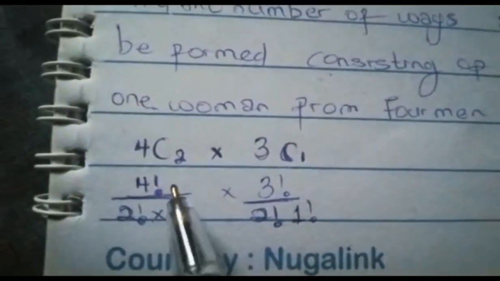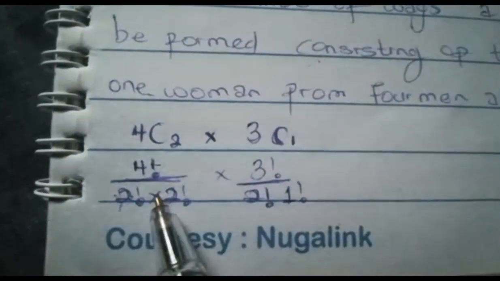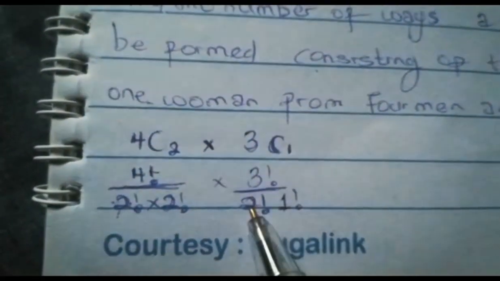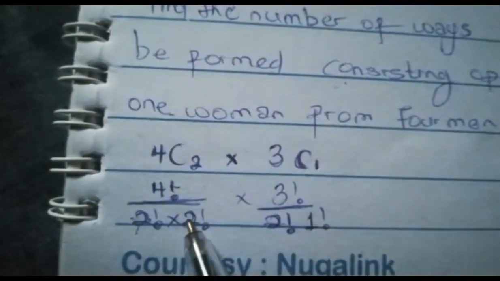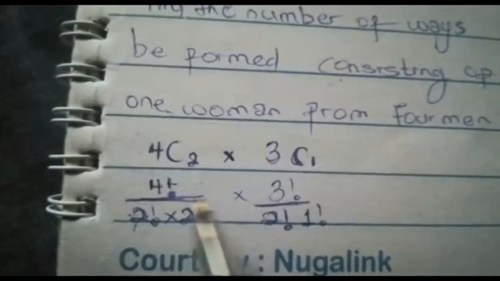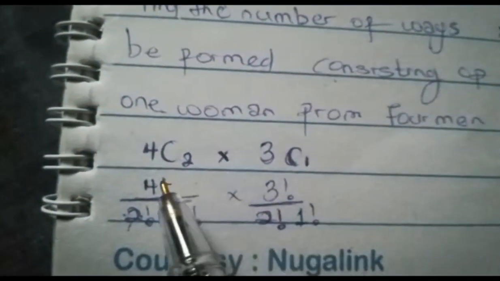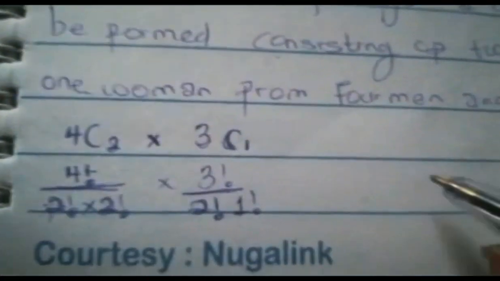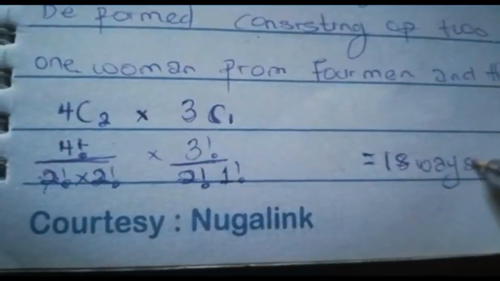So now we have n over n minus r, that's 4 minus 2, which is 2 factorial, times 2 factorial. Same thing for this. So 4 factorial is what? 24. 2 times 2 factorial, that's 4. So 24 divided by 4, that's 6. Then 3 factorial is 6. 6 divided by 2 is 3. So we are going to have 6 times 3. That's going to be 18 ways.